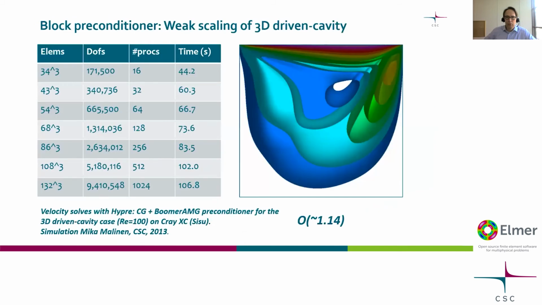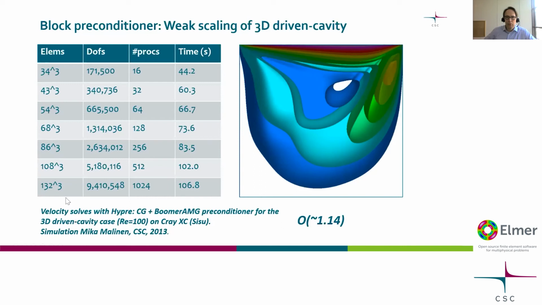And here, Mika Malinen has shown this to be also valid for the Navier-Stokes equation. The recipe is a little bit more complicated there. I don't want to go into details, but you have to do some special tricks for the pressure component. But anyways, if you do the tricks properly, then you can come up with a scheme that scales almost optimally, even weakly. So here we have grown the problem.